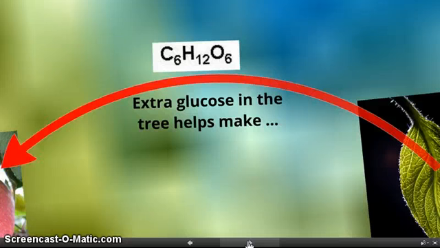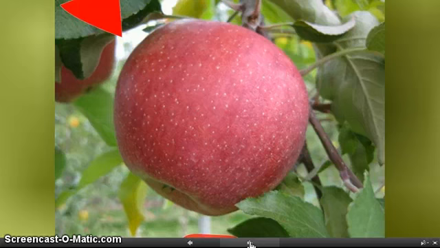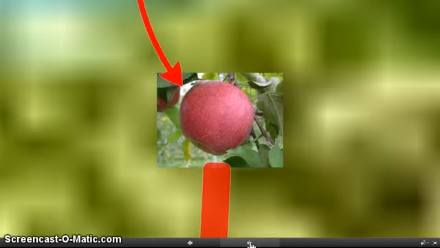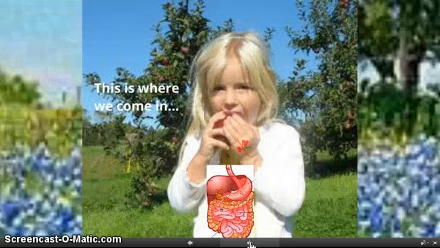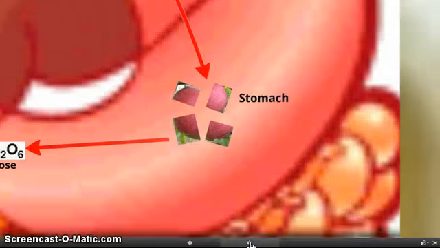Okay, so what happens with any extra glucose that the tree makes, it is actually put into this apple, so fruit. Okay, so say we pick that apple, we eat it, and this is where we come in. Okay, so cellular respiration happens in us too. Let's say this little girl is eating this apple. Obviously she's not going to swallow it in one giant chunk, but the idea is that she breaks it up.